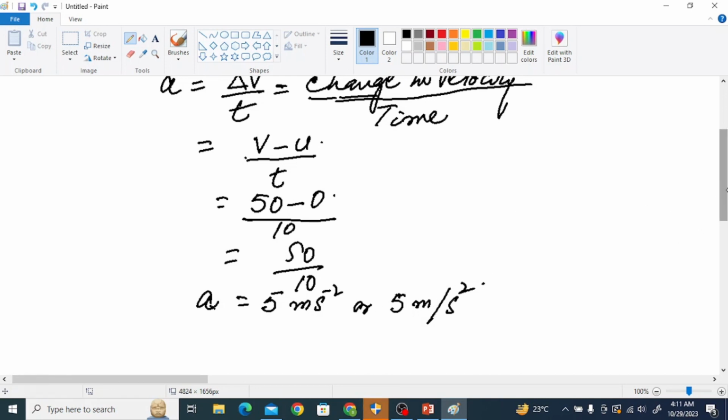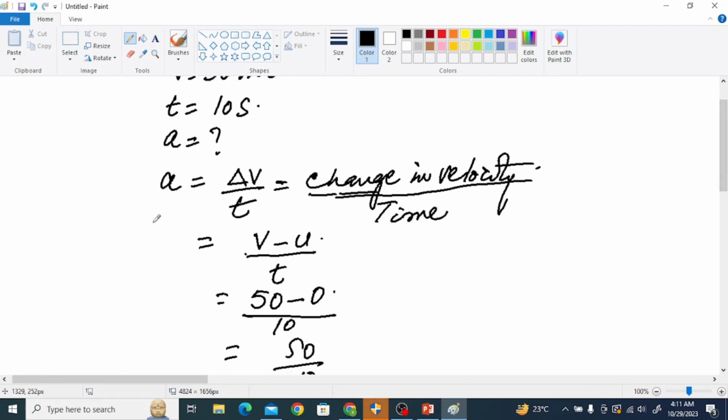So by using the formula of acceleration, that is delta v over t, that is change in velocity divided by time, one thing that you have to remember is how to get the change in velocity. To find the change in velocity, you always have to subtract the initial velocity from the final velocity. The symbol that we have just here for initial velocity is u, and the final velocity symbol is v.